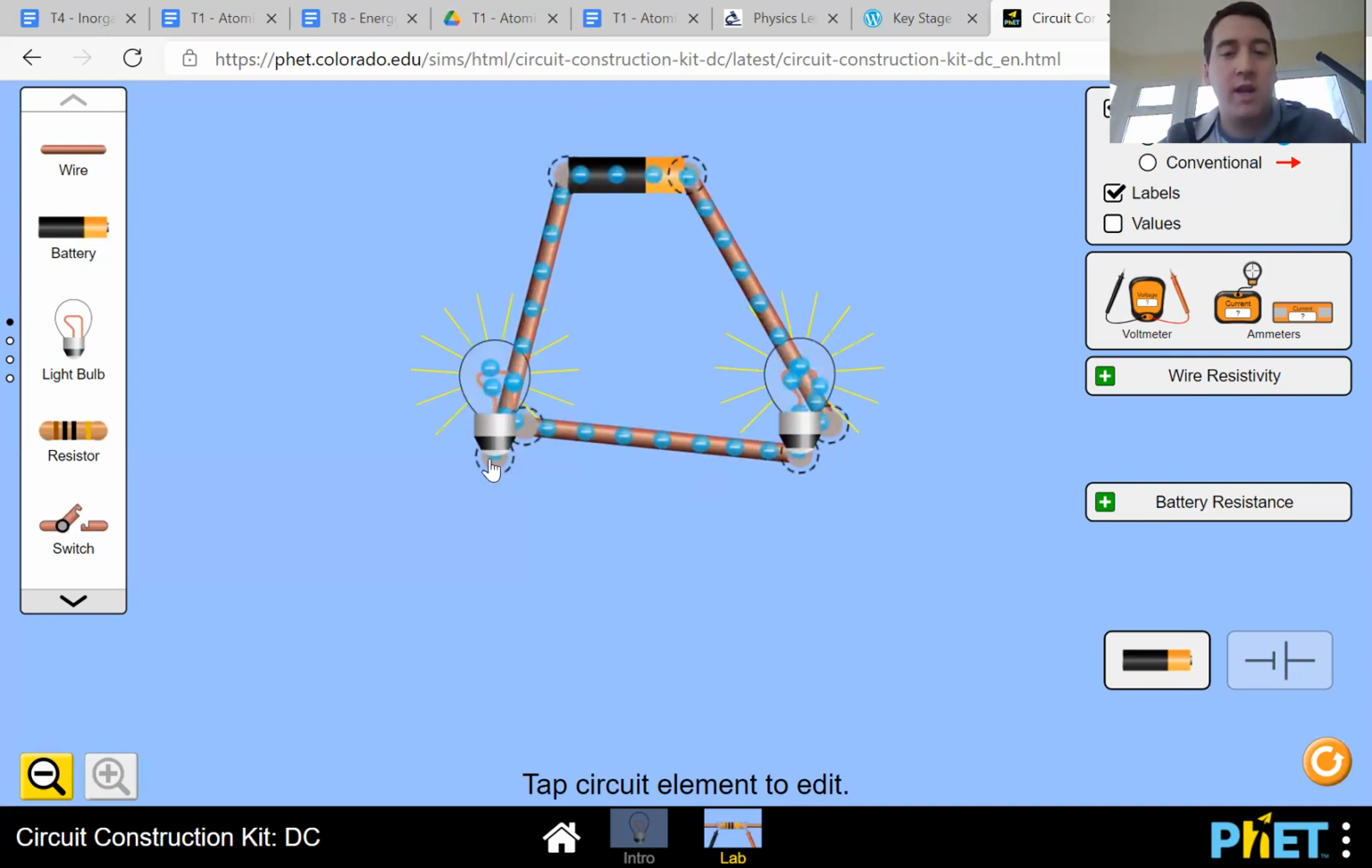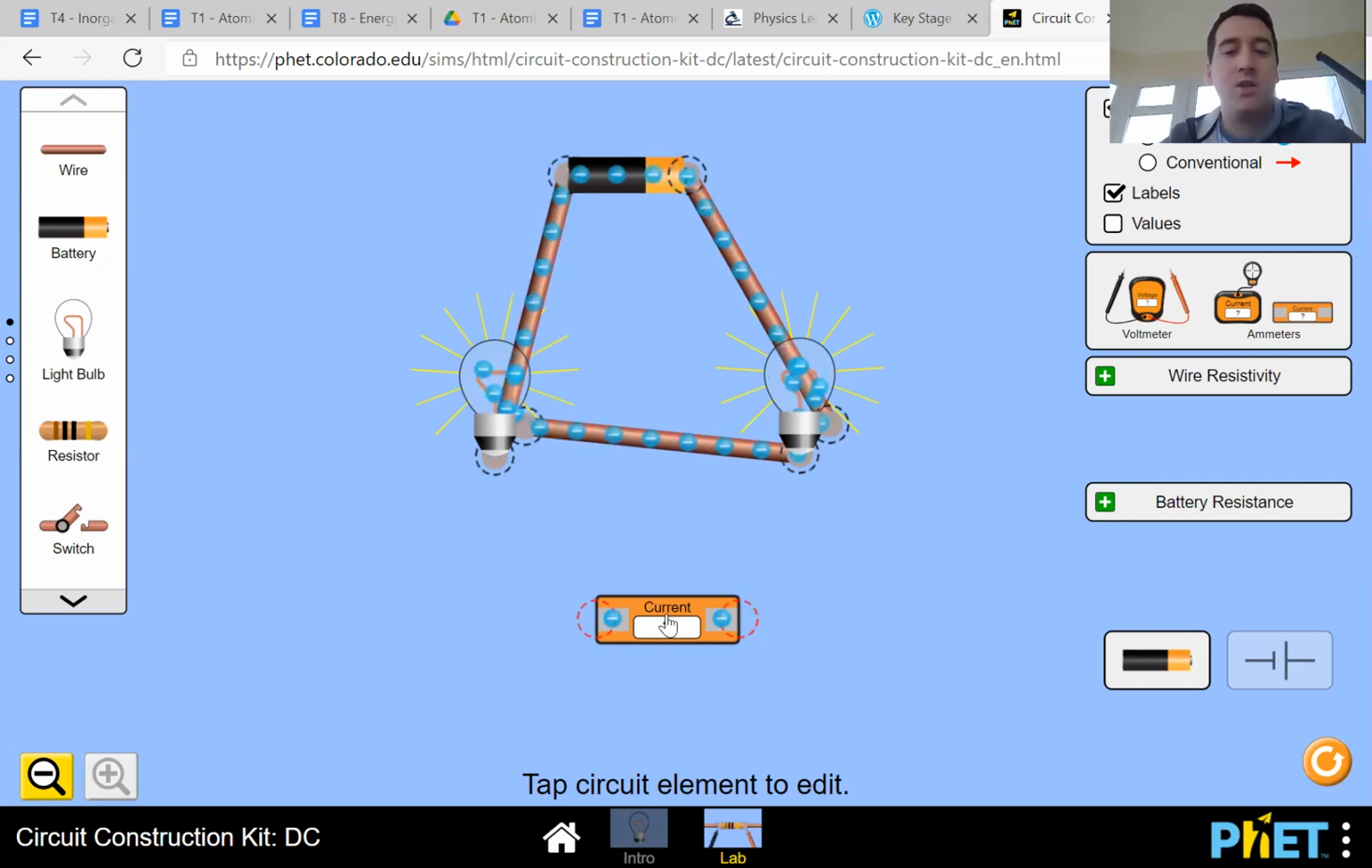So I would call this one here the first bulb, and I would call this one here on the right the second bulb. So the one on the left is the first bulb, the one on the right is the second bulb. Now, over here, we have ammeters and voltmeters. The first thing we're going to do is drag out an ammeter. And as you can see, it has the word current here because an ammeter measures current. And it has a question mark in a box. Now that's where we could get a reading.